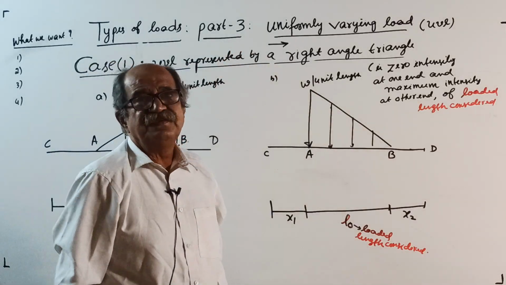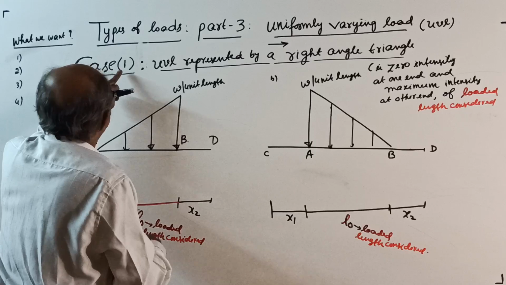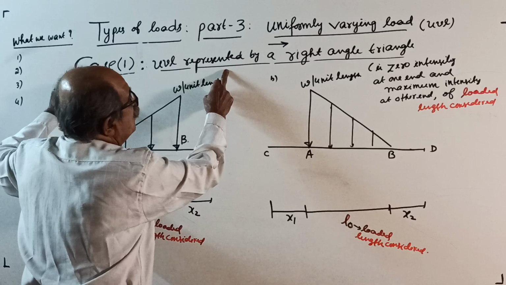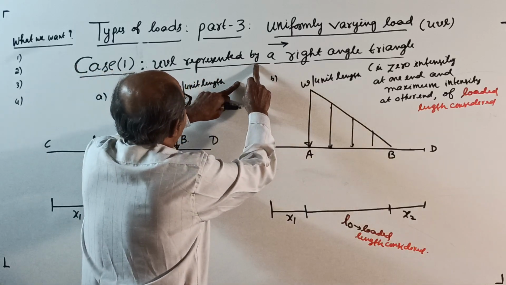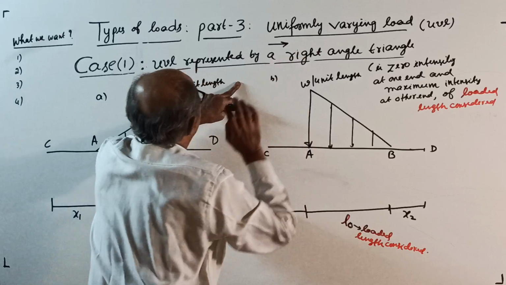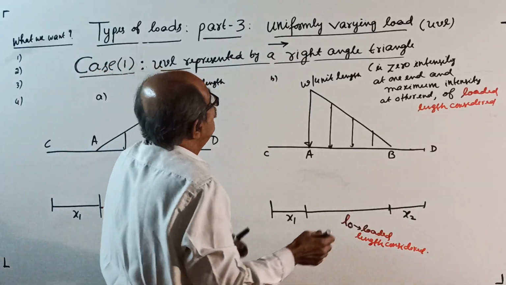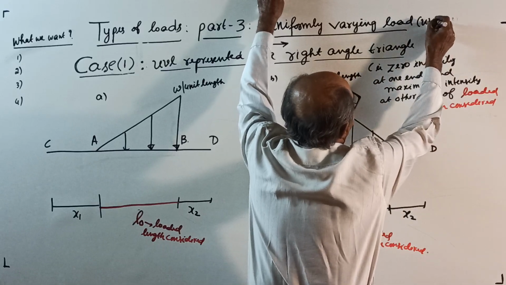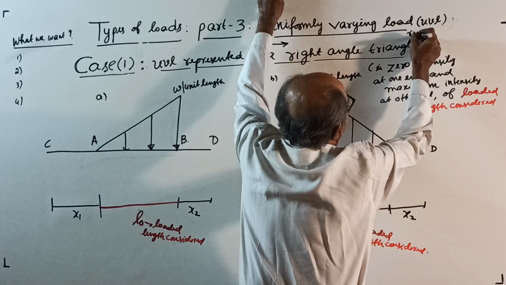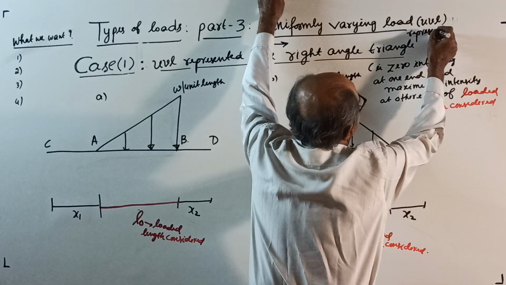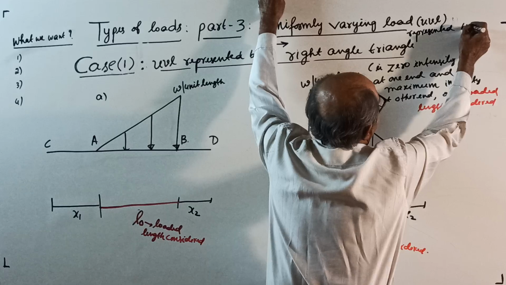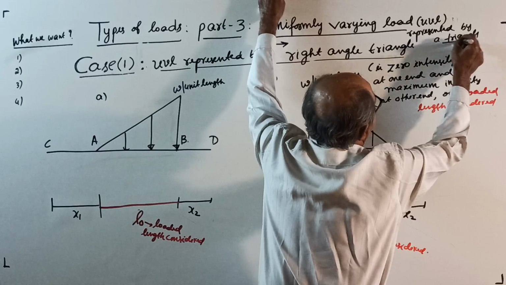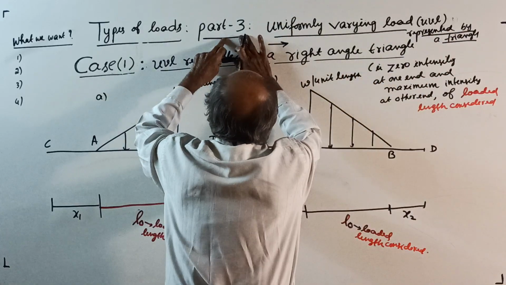There are 3 cases. First one, case 1: uniformly varying load represented by a right angle triangle. Or, for part 3 actually, I will tell you: uniformly varying load, UVL, I write here, represented by a triangle. That is the main part, your part 3.